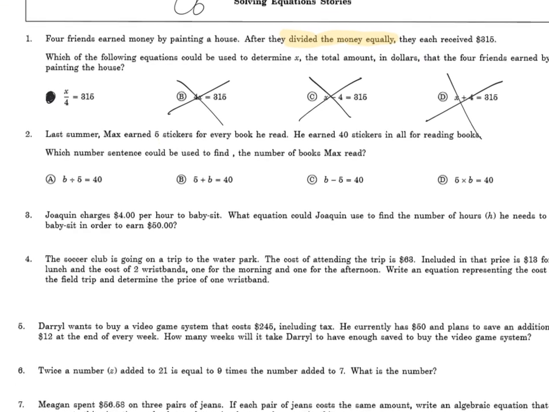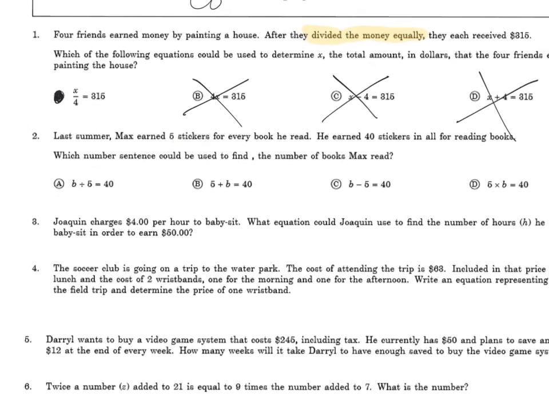Okay, for the second one, it says last summer Max earned 5 stickers for every book he read. Let's go ahead and highlight some stuff. So 5 stickers for every book he read. He earned 40 stickers in all for his reading books. Which number sentence could be used to find the number of books Max read?